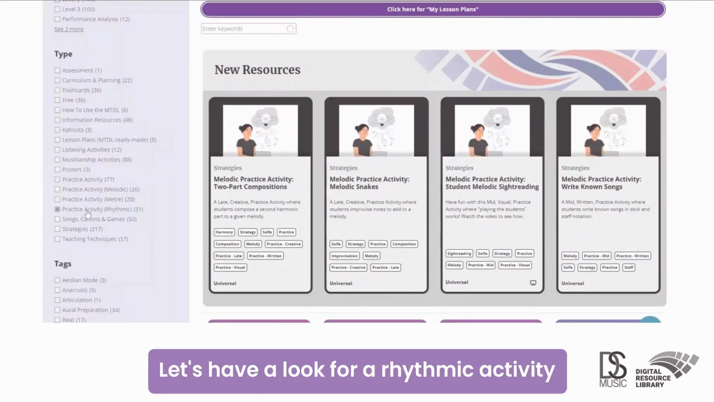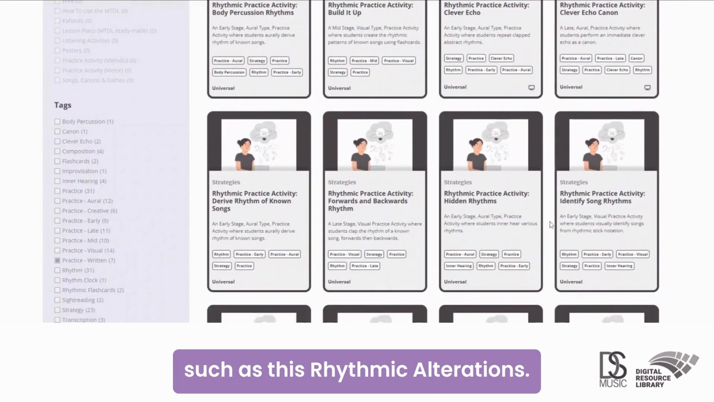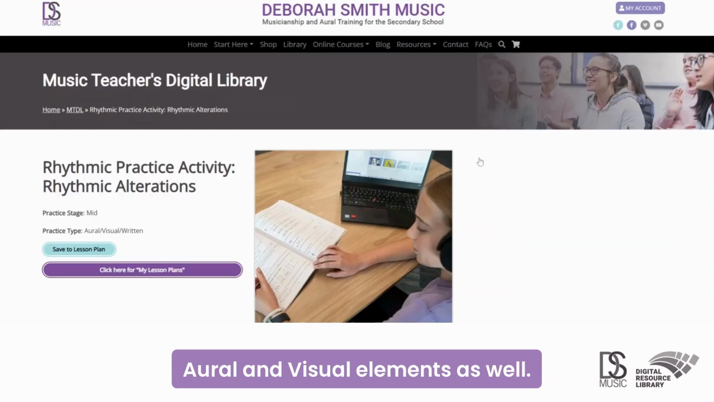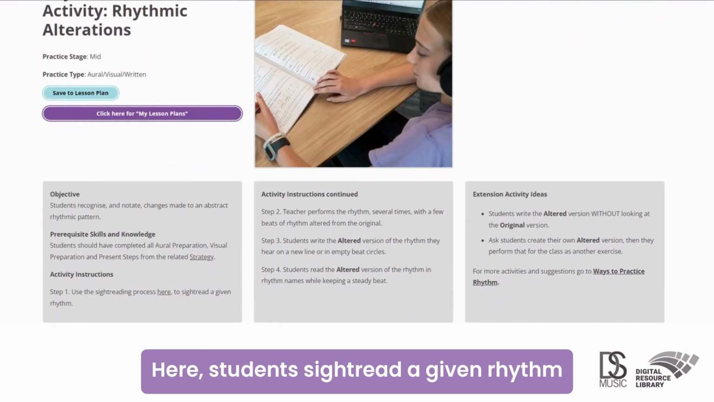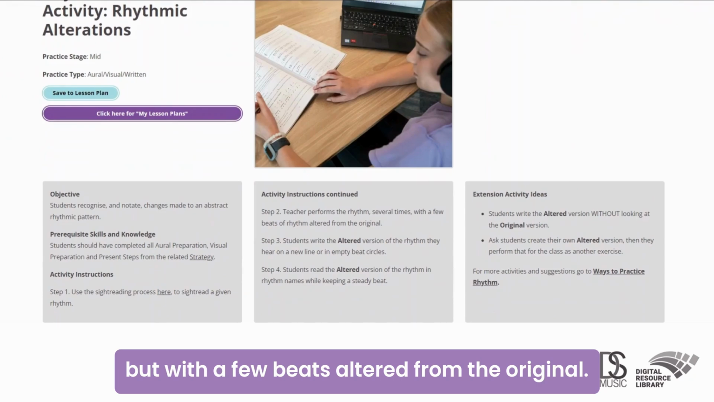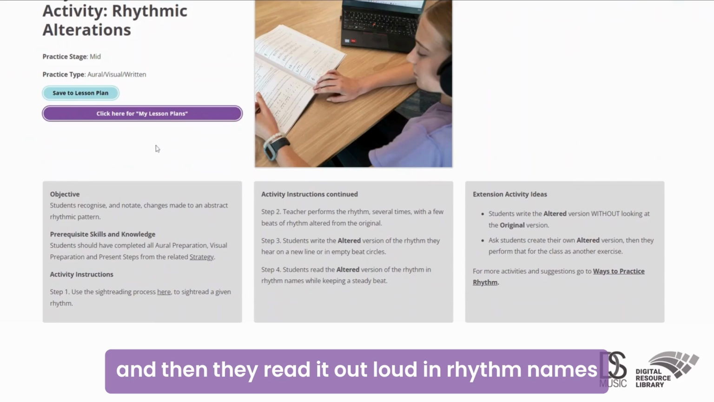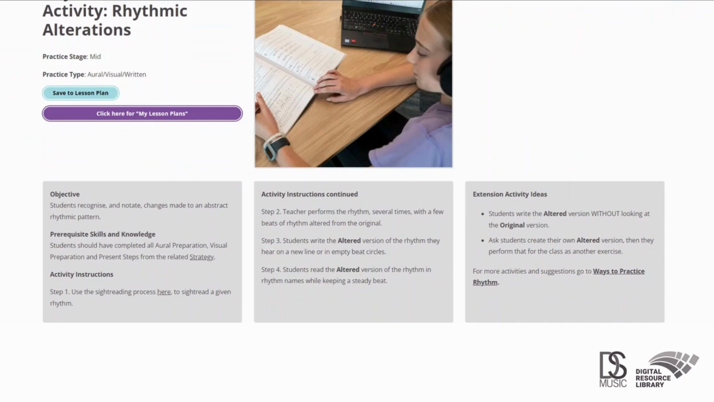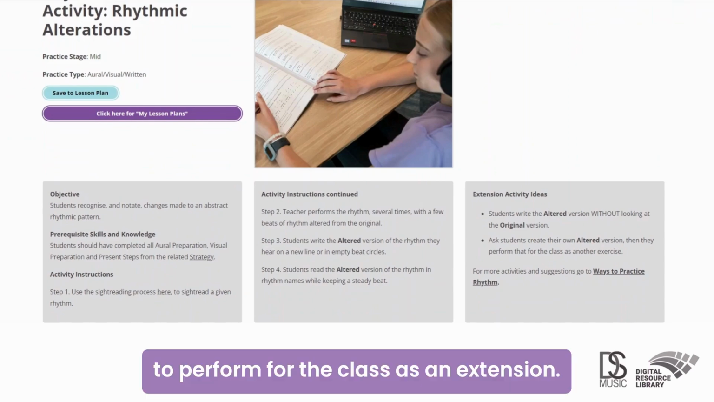Let's have a look for a rhythmic activity now that uses a written type, such as this rhythmic alterations. This one's a bit of a bonus as it's a written activity that includes aural and visual elements as well. Here, students sight read a given rhythm before the teacher performs the rhythm several times, but with a few beats altered from the original. Students write the altered version and then they read it out loud in rhythm names while keeping a steady beat. You can even add a creative spin to this one by getting students to create their own altered versions to perform for the class as an extension.